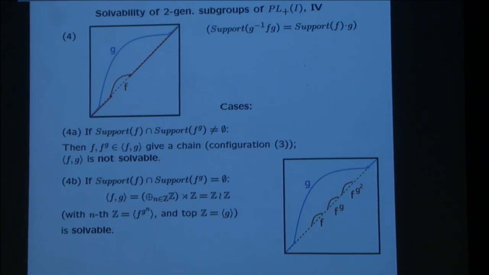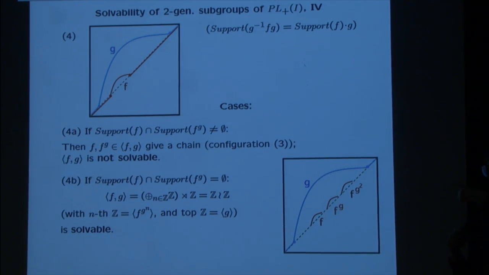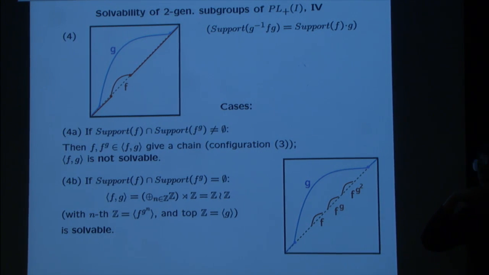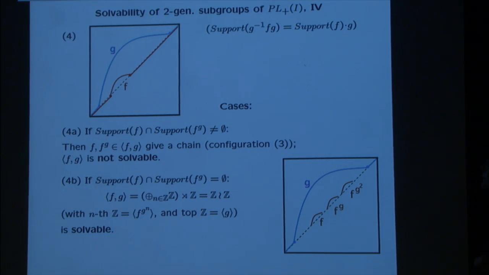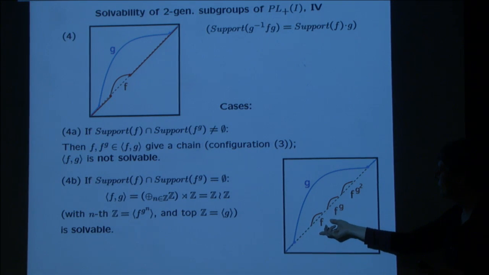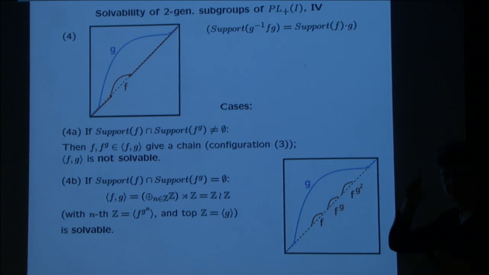Okay, option 4. Now we're getting to the more complicated ones that I put off till the end. Option number 4 has a couple of cases to it. First of all, I've got the support of F strictly contained in the support of G, right? No sharing an end of any sort. So what I really want to do now is take a look at what happens when I take F, the smaller guy, and conjugate him by G.